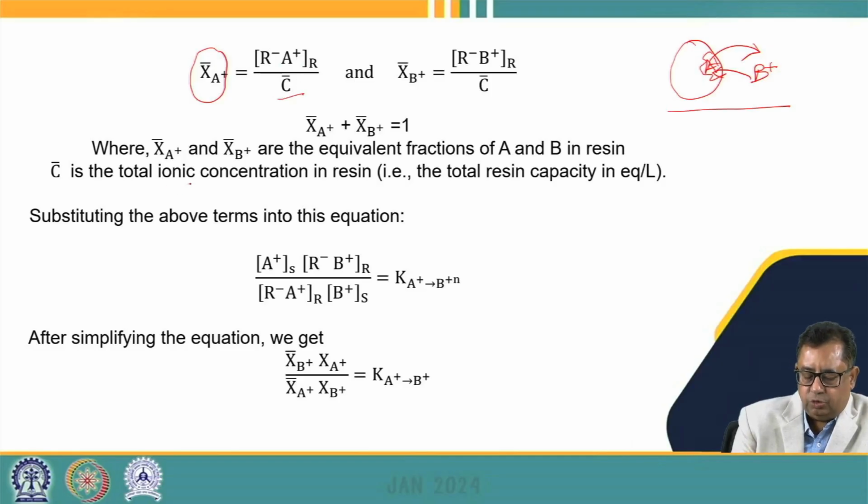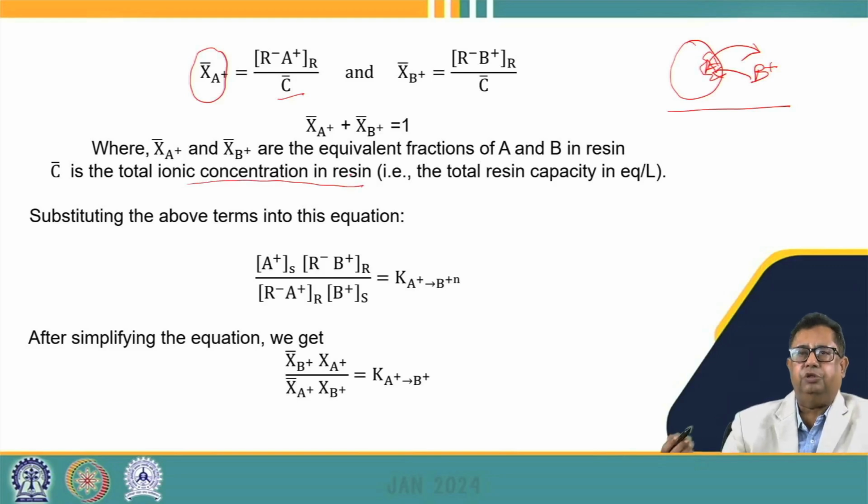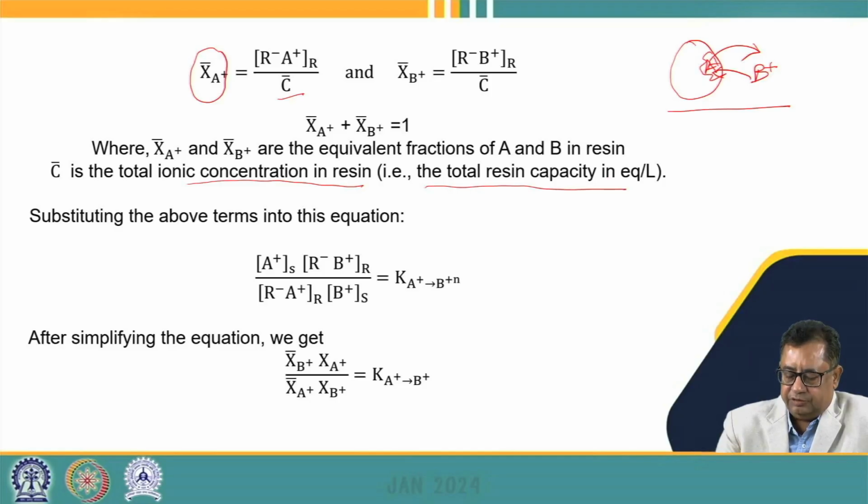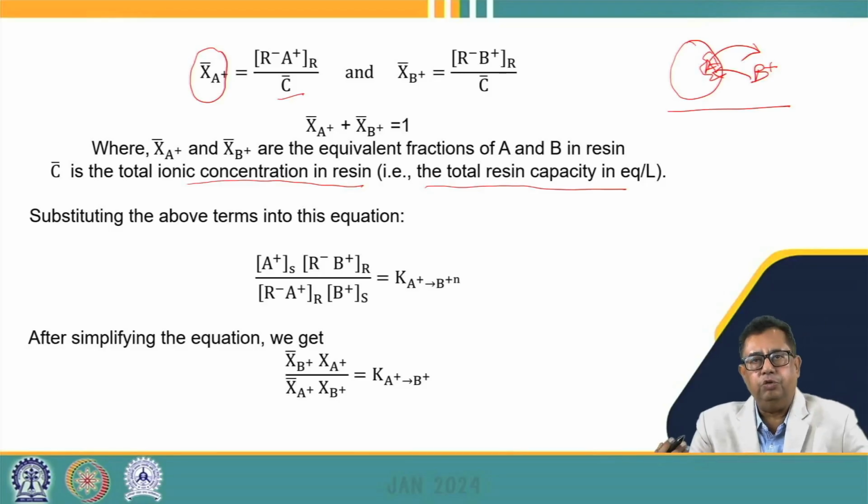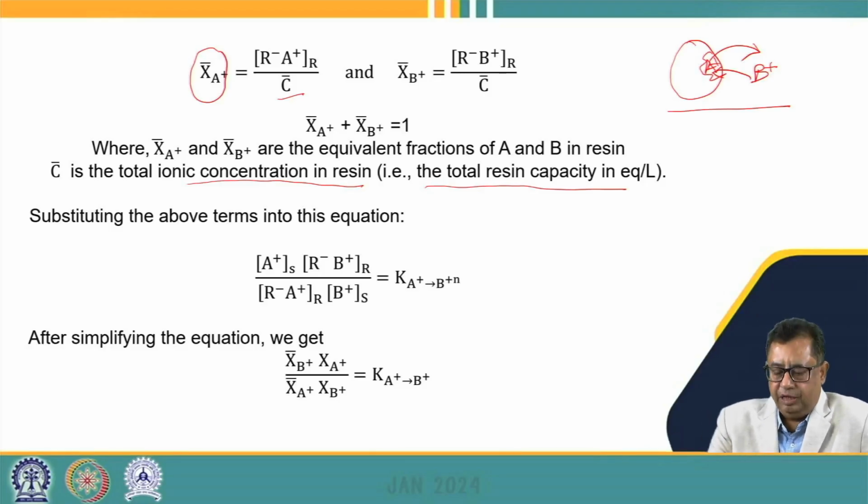Here C bar is the total ionic concentration present on the resin. For example, here we are having only two ions, that is A plus ions and B plus ions. So it may also represent the total resin capacity in equivalents per liter. That's why we are talking about only two ions here, A plus ions and B plus ions, because A plus ions will also be present on the resin, and similarly some amount of B plus ions may also remain onto the resin at the equilibrium conditions.